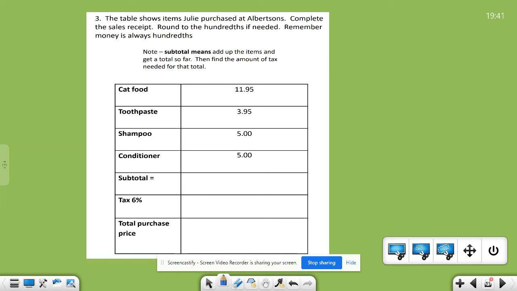So all that's happening at the cash register is those items are adding up, and then the register calculates your subtotal. So it's this plus this plus this plus this equals $25.90. That's how much the sticker price was on all of these items. Well, you're not going to pay $25.90.